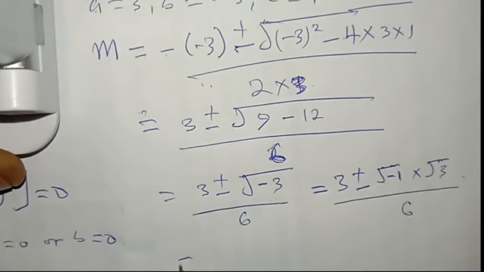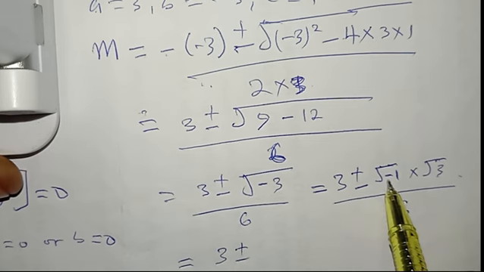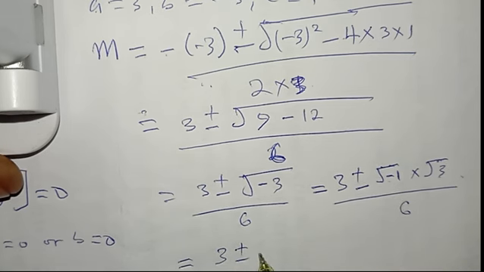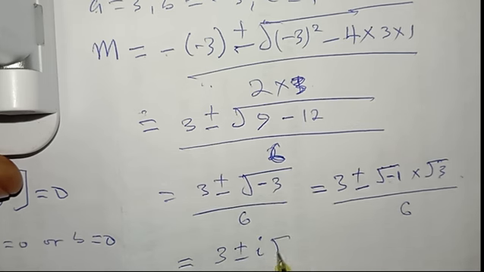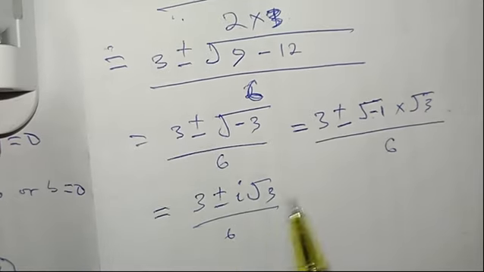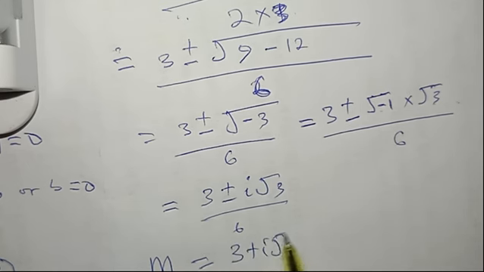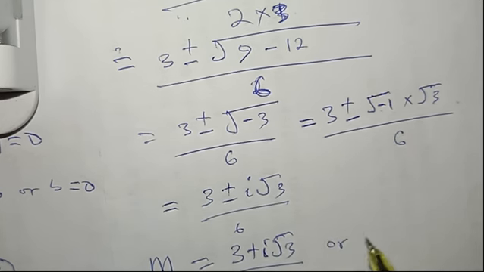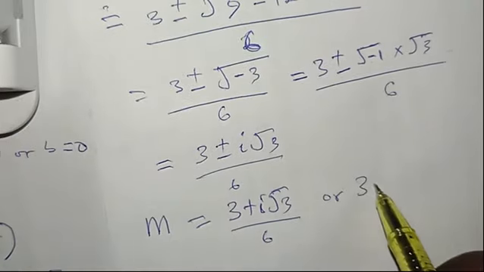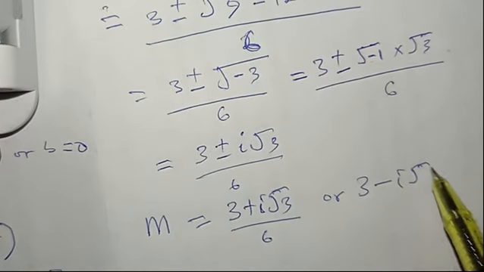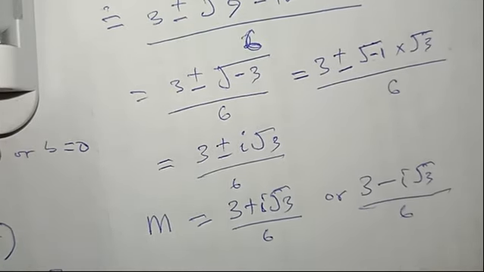Okay, and then of course this is 3 plus or minus root minus 1, which is actually i. Okay, and then multiplied by root 3 divided by 6. So obviously the two values of m we are getting right here are equal to 3 plus i root 3 divided by 6, or 3 minus i root 3 divided by 6.